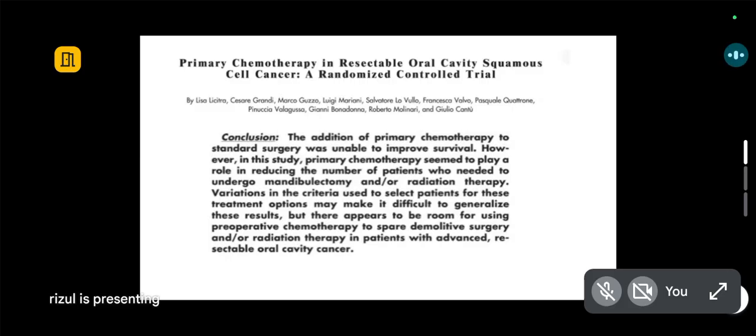And go again and look at the Licitra trial. Okay, sir, I will read this trial once again, sir. Yes.